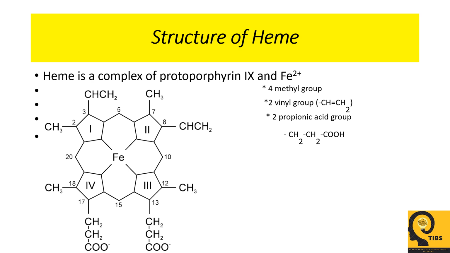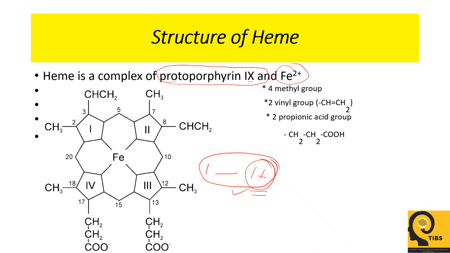First of all, we will study the structure of the heme group. Heme is a complex of protoporphyrin 9 and iron. So first, let us discuss what protoporphyrin 9 is. According to classification, protoporphyrins are numbered from 1 to 9, represented by Roman numerals. Why is it called 9, or what is the identification of 9? Types 1, 2, 3, 4 and 9 differ in their side chains.